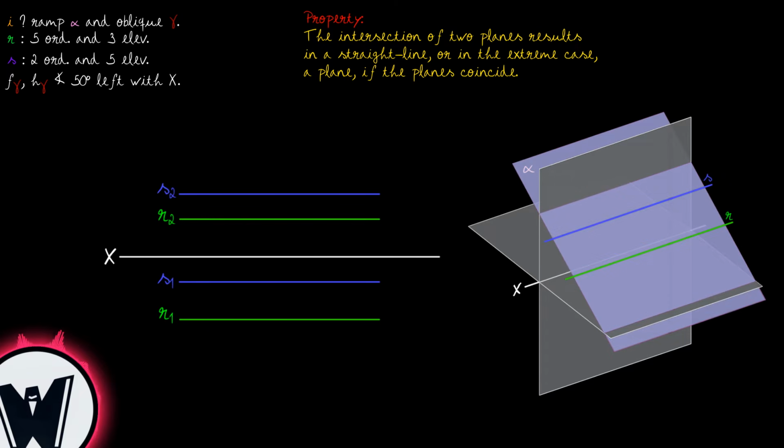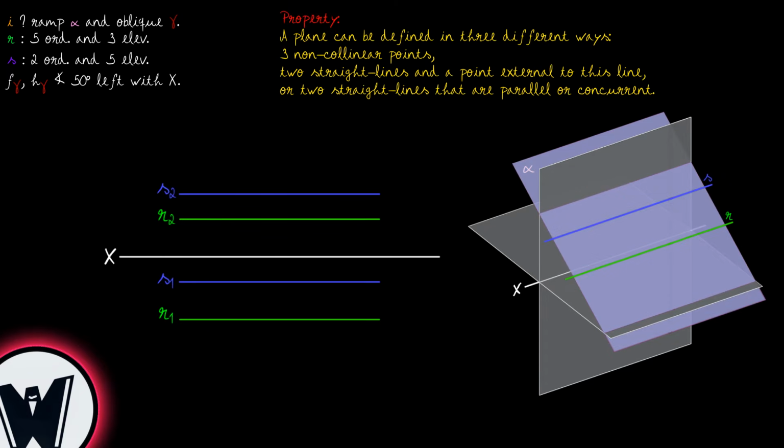Remember the property of plane definition. A plane can be defined in three different ways. To define the traces of plane alpha, we need the traces of each line. However, in this special case, counting only on our 2D exercise, the front-horizontal lines do not possess traces, since they never touch the reference projection planes.